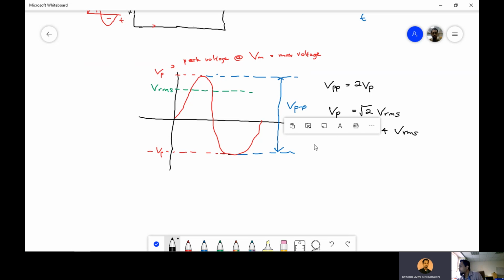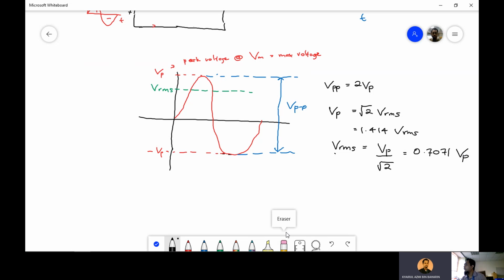So if we have the value of V peak and we want to calculate the value of VRMS, we can calculate VRMS equals V peak divided by root 2, or it is also equivalent to 0.7071 multiplied by V peak. Okay, so this is the second relationship, which is the relationship between the peak value and the RMS value.